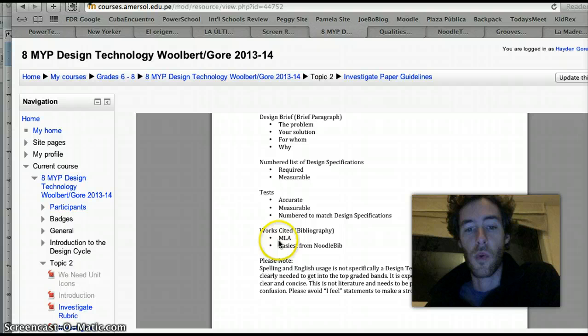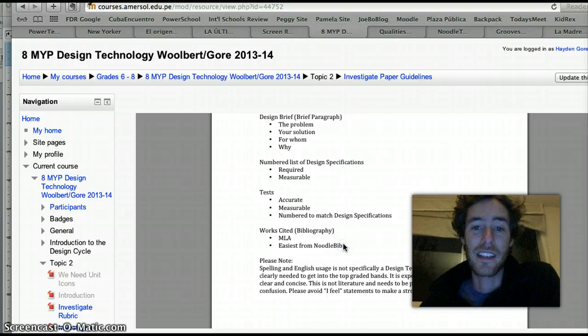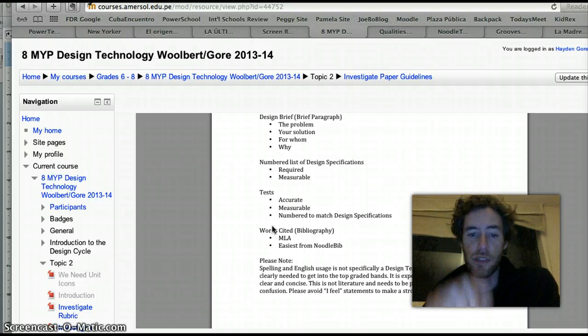Finally, you're going to include a works cited page that needs to be in MLA. Our recommendation is to use NoodleBib, but if you're more comfortable with EasyBib, that is fine. There's one more section that I'm going to ask you to fit in here, and it's going to be your guiding questions. Probably in between the tests and the works cited page, I'm going to have you insert your guiding questions and the summary of your research that you used to answer them.